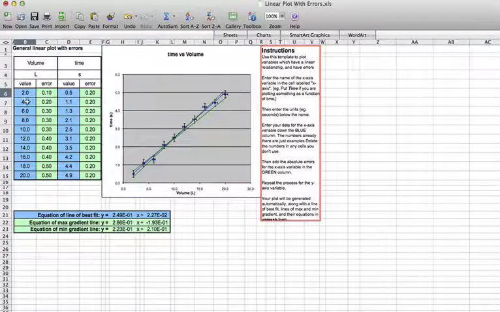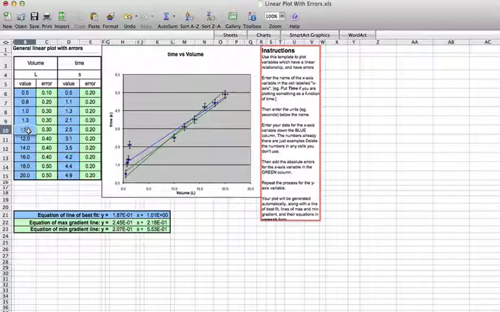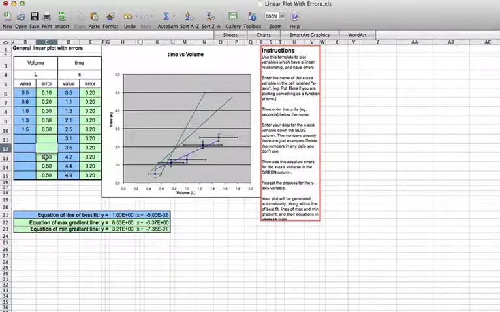Now, we'll need to enter our values in here. So I used 500 millilitres, 750 millilitres, then 1 litre, 1.25 litres, and 1.5 litres. You enter whatever volumes you used in there, and then we'll clear the rest of these cells.